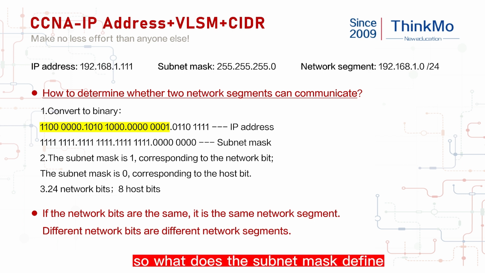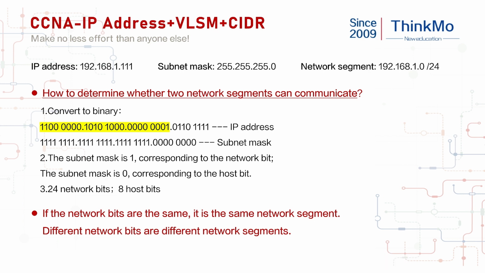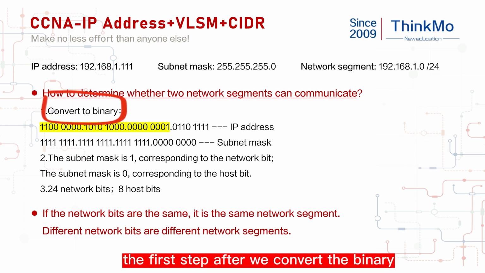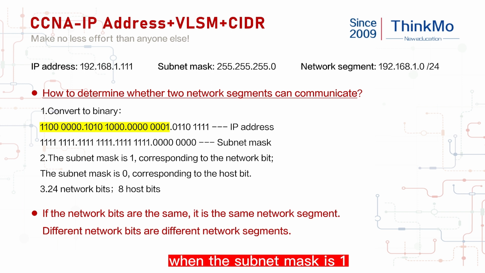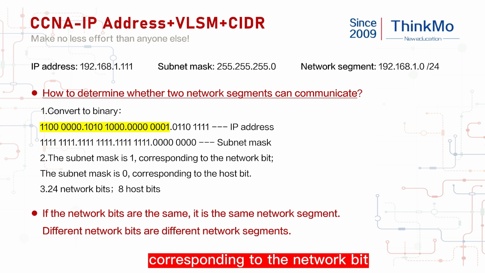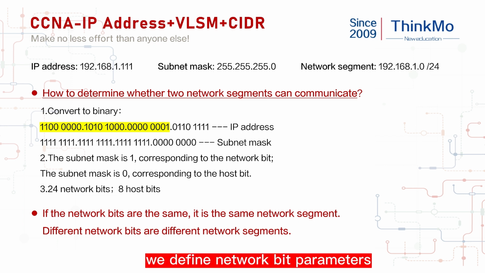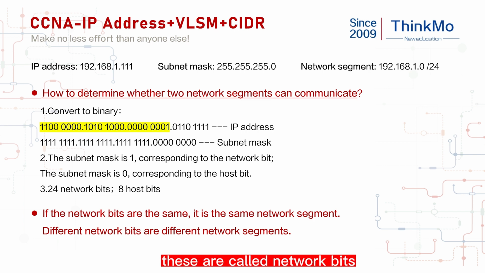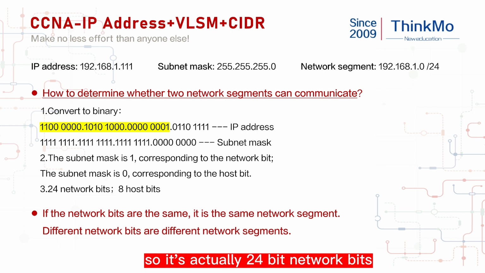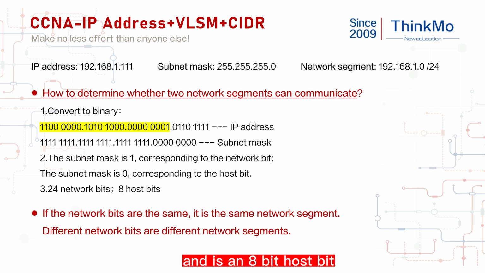So what does the subnet mask define, what do the network bit and host bit parameters mean? This is very simple. The first step, after we convert to binary. The second step, please pay attention. When the subnet mask is 1, it corresponds to the network bit. When the subnet mask is 0, it corresponds to the host bit. That is to say, we define network bit parameters and host bit parameters. These are called network bits, because they correspond to 1. The latter is called the host bit, because it corresponds to 0. So, it's actually 24-bit network bits and 8-bit host bits.